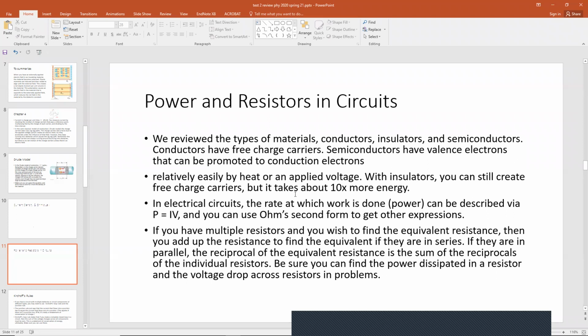Now, we also talked about how to handle resistors in a circuit. If you have multiple resistors and you wish to find the equivalent resistance, then you add up the resistances if they're in series. If they're in parallel, then the sum of the reciprocals gives you the reciprocal of the equivalent resistance. Make sure that, just like the capacitor problems, you can find the power dissipated in a resistor and the voltage drop across resistors in those problems.